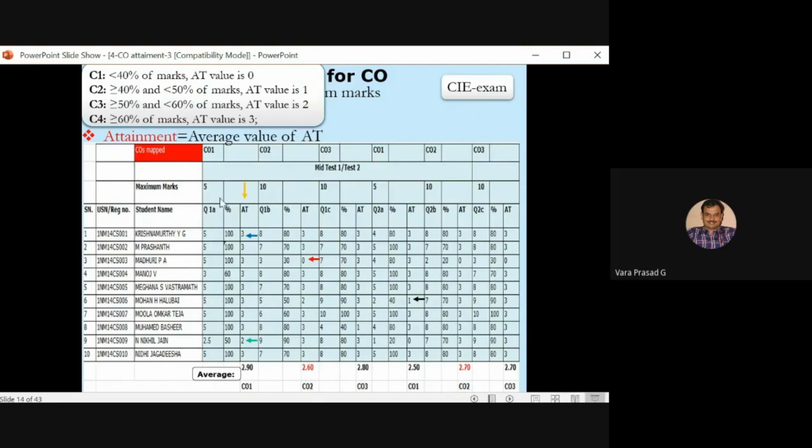In the sense, the attainment for question 1A is 2.90. Question number 1B attainment value is 2.60. Like that, for all the questions, you have to calculate the attainment first.